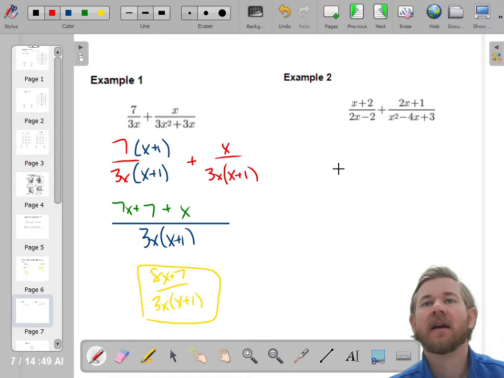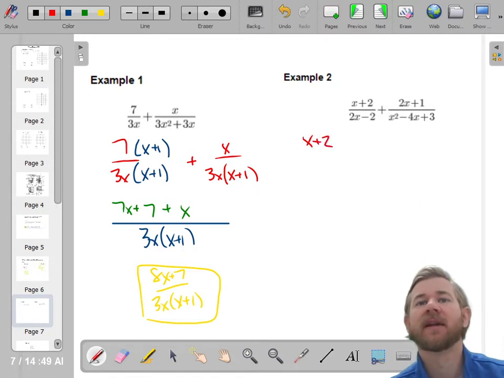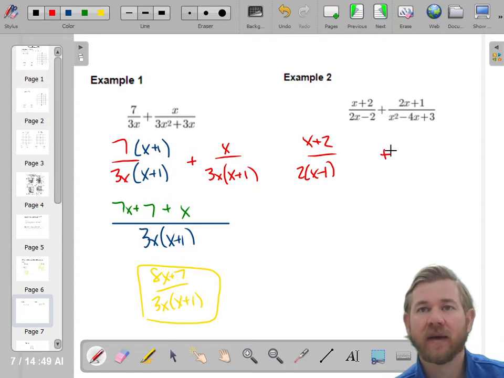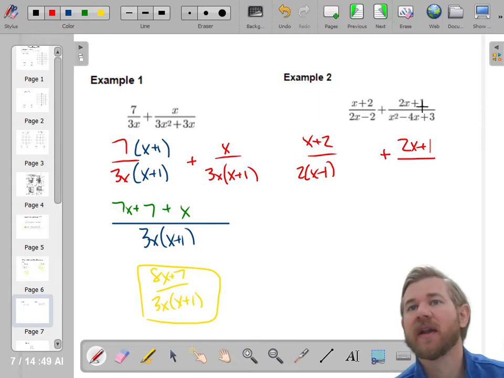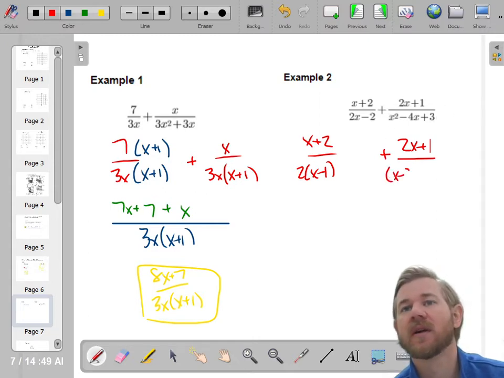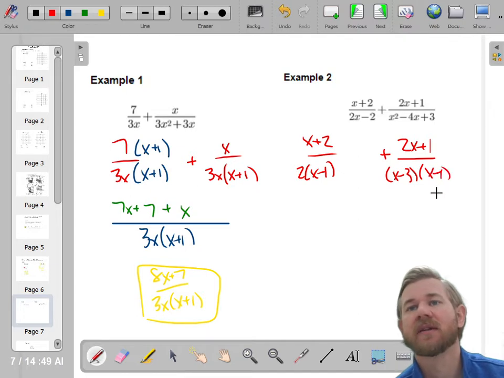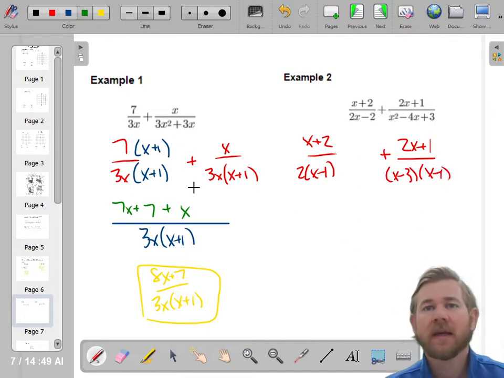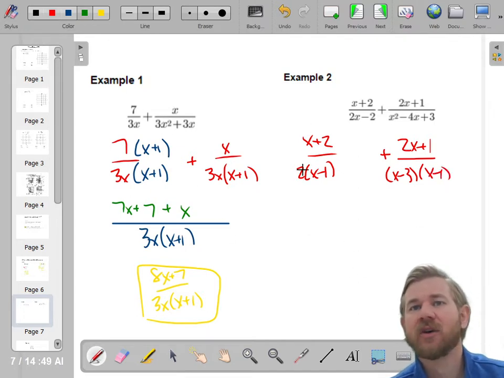Let's do the same thing here. You want to factor the denominator that you have to see what you then need to multiply the other denominator by. So 2x plus 1. All right, I'm going to factor this. The numbers that multiply to 3 and add to negative 4 are x minus 3 and x minus 1. That's the factor. So, this guy's got a 2 and an x minus 1.